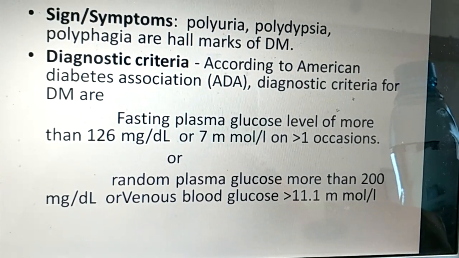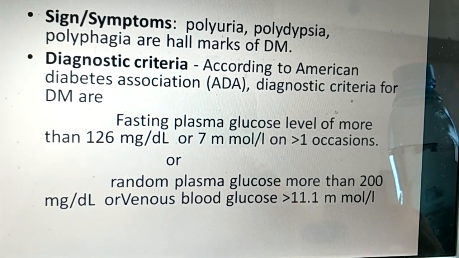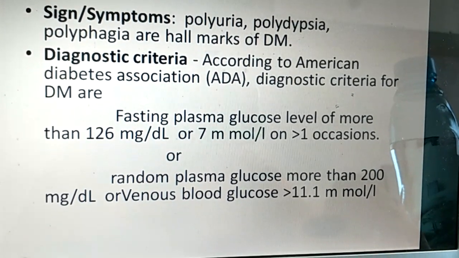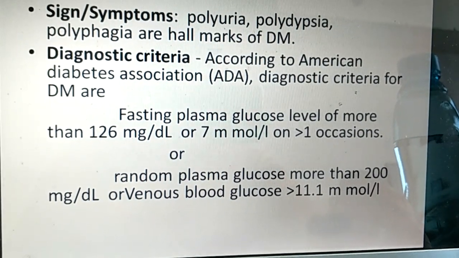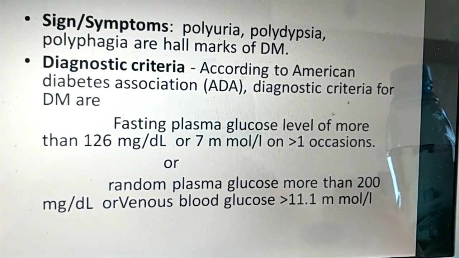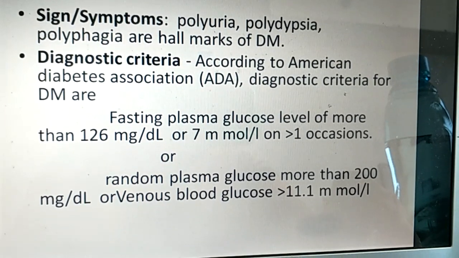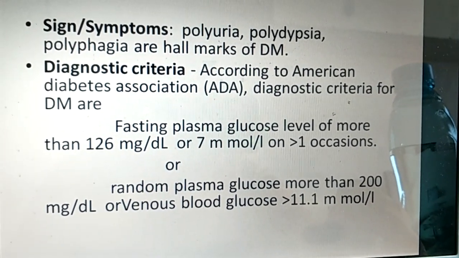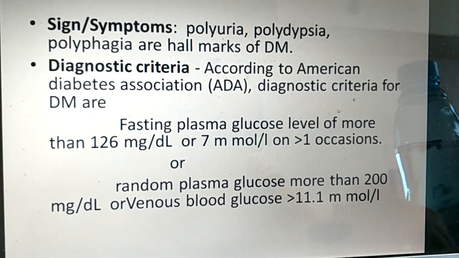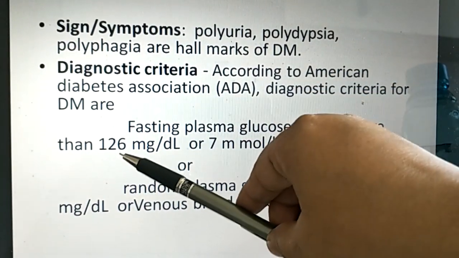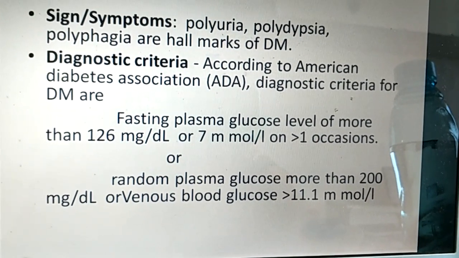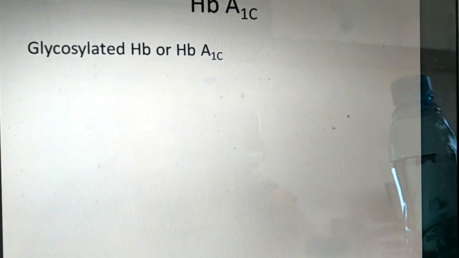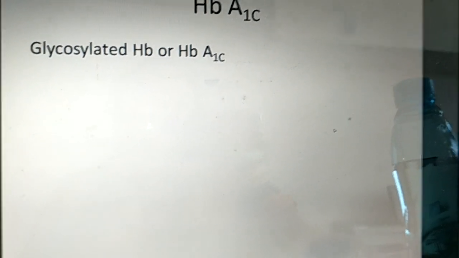Or random glucose levels of 200 milligrams per deciliter or 11.1 millimoles per liter are helpful in diagnosing diabetes mellitus. So this level is important, 126 milligrams per deciliter. But if the patient has symptoms, then even a single value of 126 is diagnostic.